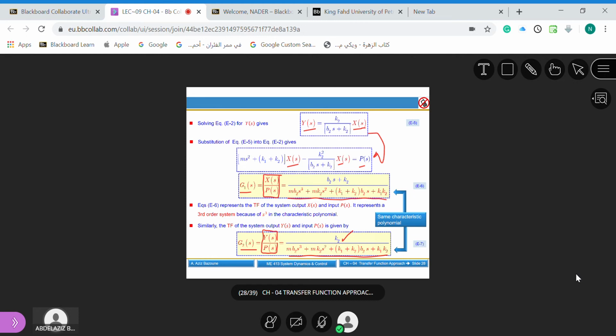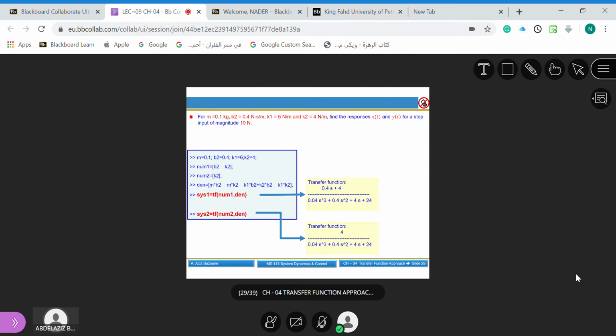Any questions before we move on? Now, to solve for X of S will be simply J1 times P of S. To solve for Y of S, it will be simply J2 times P of S. So X of S will be J1 times P of S, and Y of S will be J2 times P of S. For a given P of S, which is the input, if the input is given and the transfer function you know, you will be able to calculate the output.